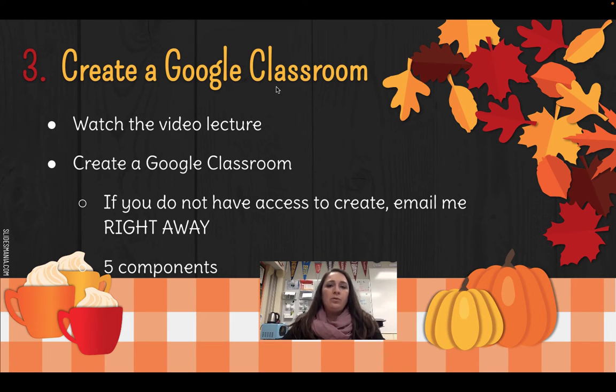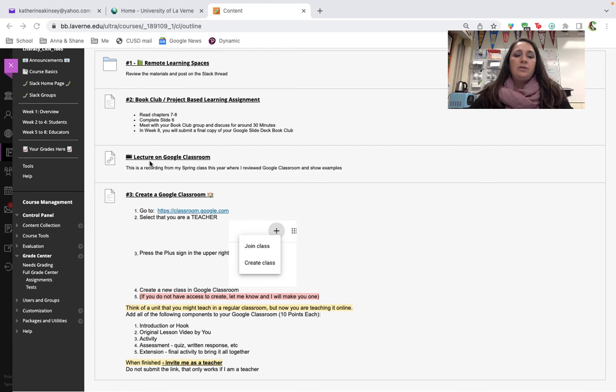Now, when you go to create, there's a possibility that you do not have that access. The university tends to give different people different access for reasons I don't understand. So if something happens and you don't have that create button, what you're going to do is just send me an email, and then I will really quickly make you a Google Classroom, add you as a teacher, and then you can build. So here's the lecture on Google Classroom, and then here are the steps.